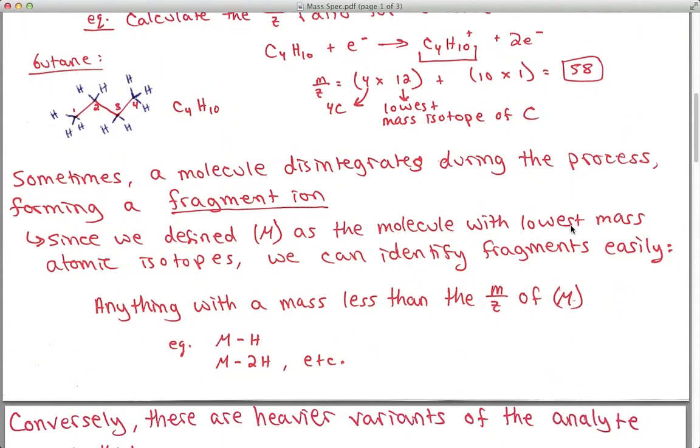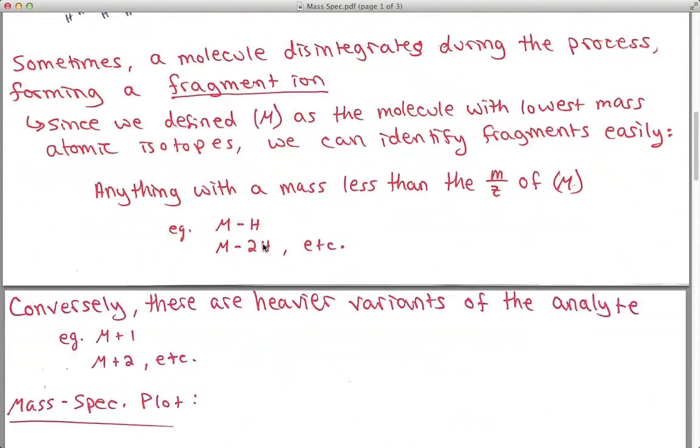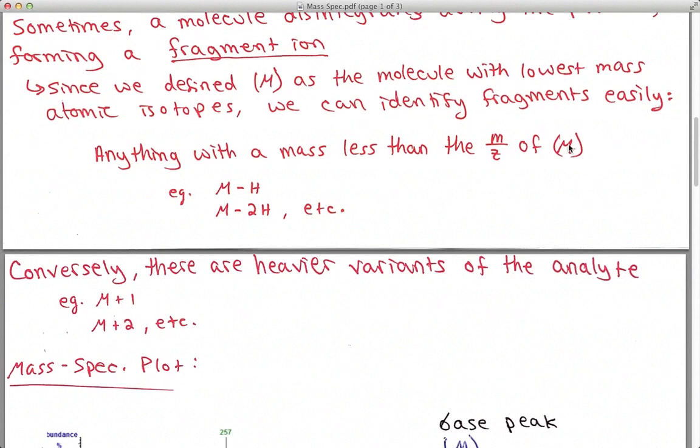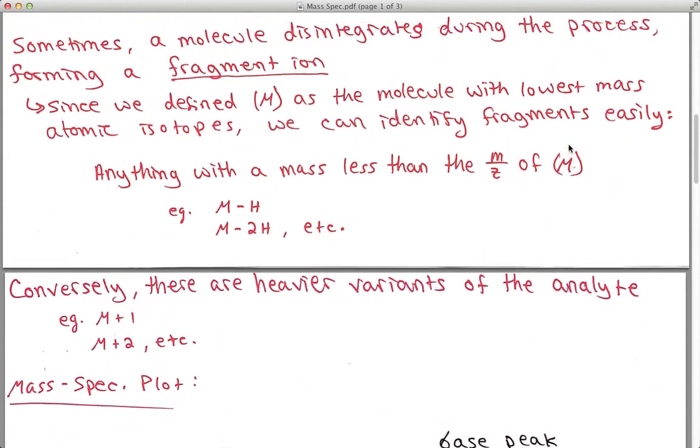Sometimes when we run mass spec, during the ionization process, the molecule that we've put into the machine comes apart. Since we're ionizing the molecule and bombarding it with high energy electrons, it's natural and very common, actually it's uncommon that this doesn't happen, that the molecule itself fragments. We can identify fragment ions on a mass spec plot extremely easily. We can do this because we've already defined capital letter M as the variant of the molecule that has the lowest mass.